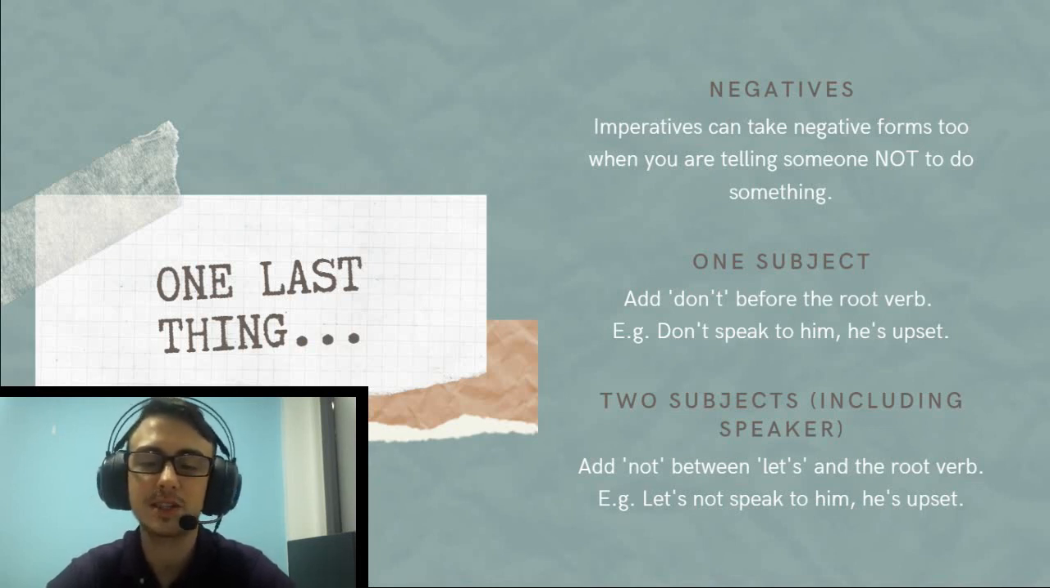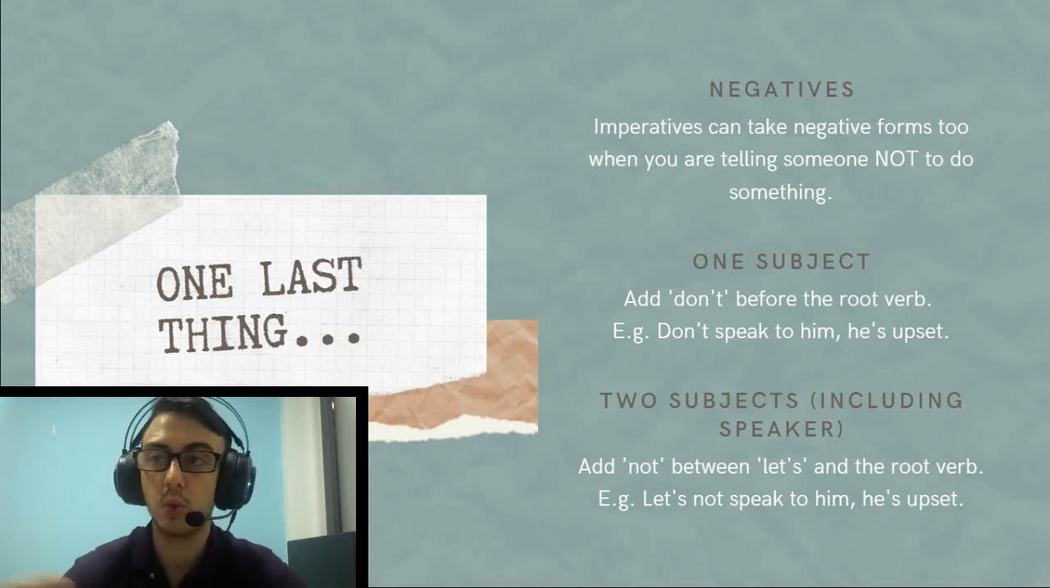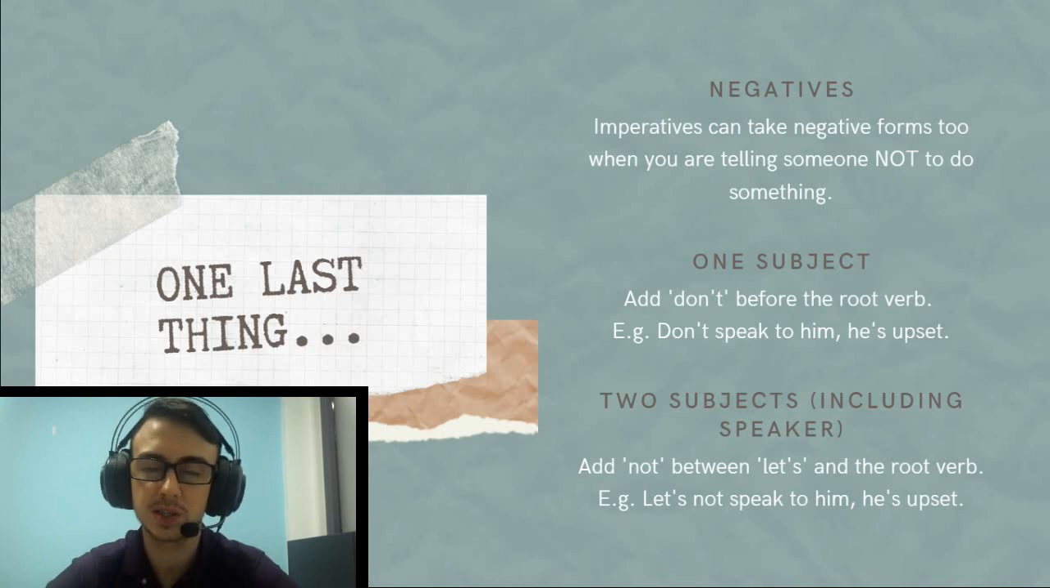And if it's two subjects, meaning we, the speaker and the listener, then we add the word not between let's and the root verb. So the sentence becomes, let's not speak to him, he's upset. Let's not go outside, it's raining. Let's not eat a sandwich until we finish our homework.